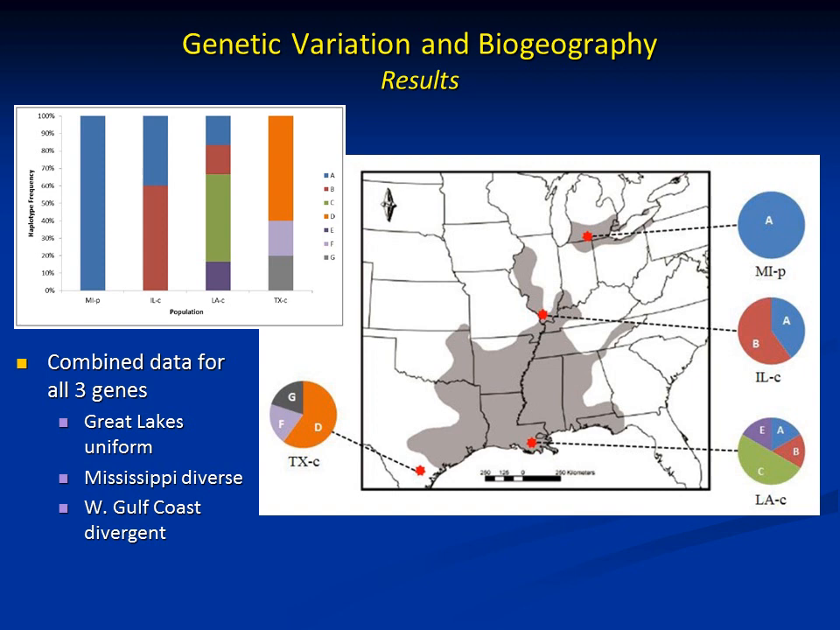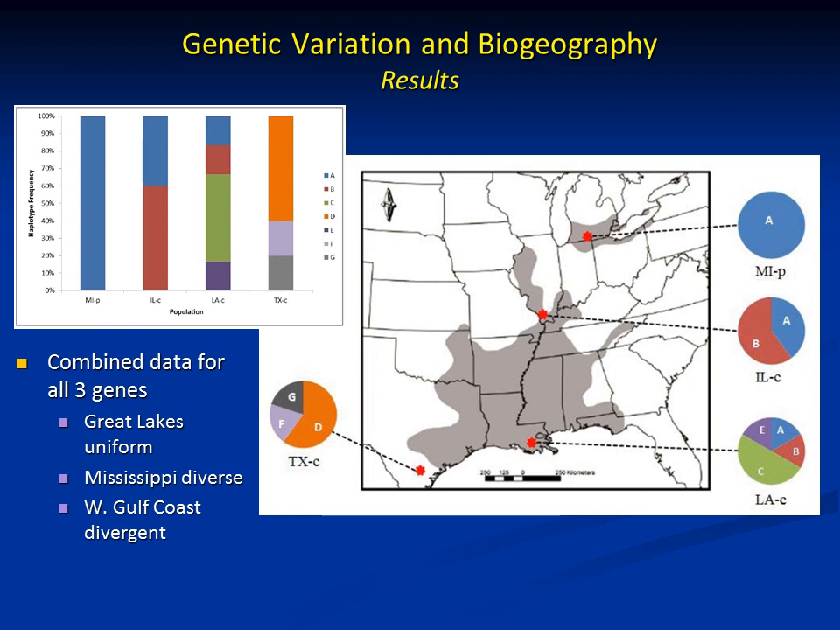In Illinois, we have 2 different haplotypes, so a little bit more genetic diversity than Michigan, but definitely not as much as what we see in Louisiana, where we have 4 different haplotypes. And in Texas, we actually see a completely different sort of genetic makeup than what we see in Louisiana, Illinois, or Michigan. So Texas is definitely different than the other populations.